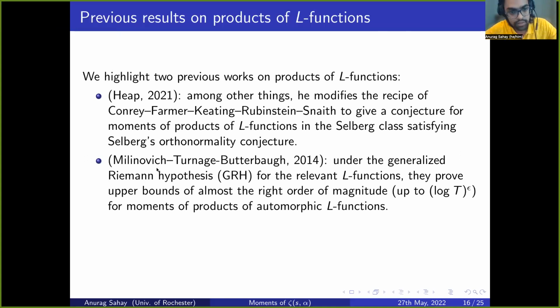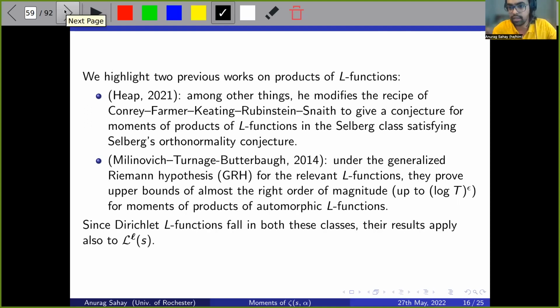This is two authors, even though it looks like three. They proved that if you assume GRH for all the L functions involved, and they're automorphic L functions, not in the Selberg class, then they can show right order of magnitude upper bounds up to the small factor of log t to the epsilon. And the thing is, the class I'm looking at, which is Dirichlet L functions, trivially fall in both these classes. So their results also apply to LLS.